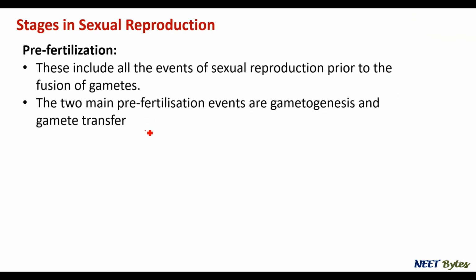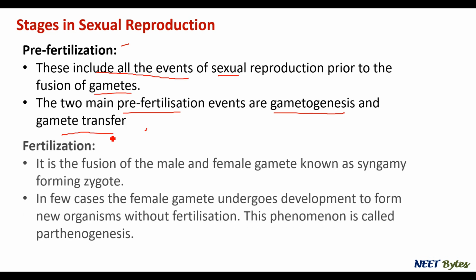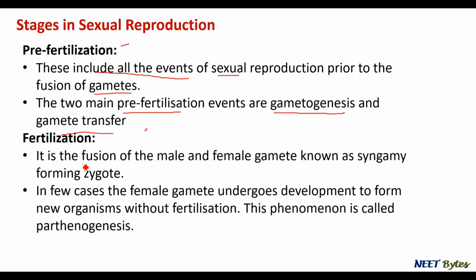So let's talk about that. What are the important phases of sexual reproduction? The first and foremost is the pre-fertilization phase. The pre-fertilization phase includes all the events of sexual reproduction prior to the fusion of the gametes. So naturally it involves two main pre-fertilization events, and these are gametogenesis and gamete transfer, right? Similarly, fertilization is nothing but the fusion of the male and the female gamete, which is known as syngamy, and eventually it produces a zygote.